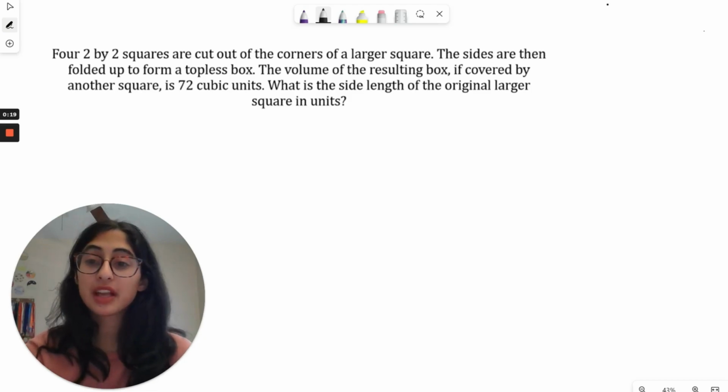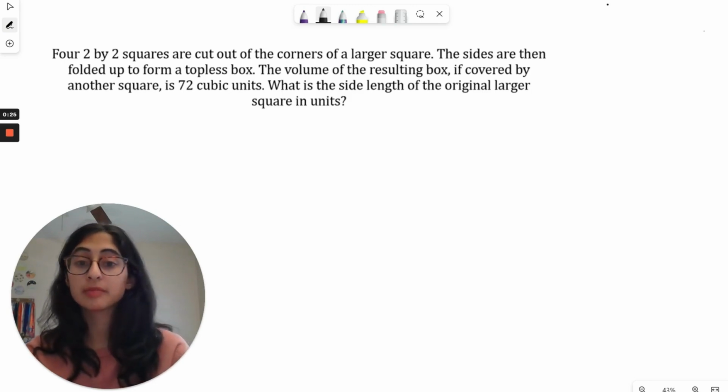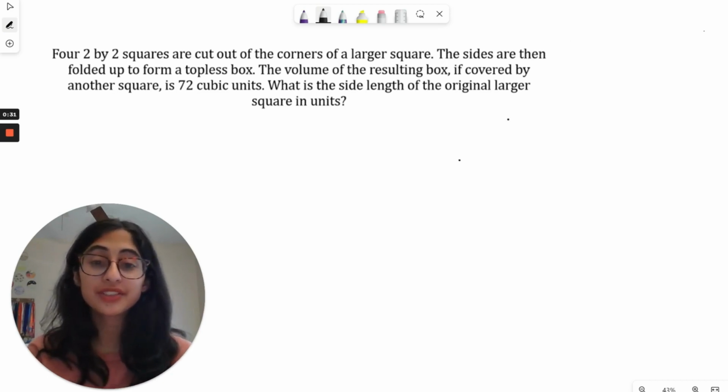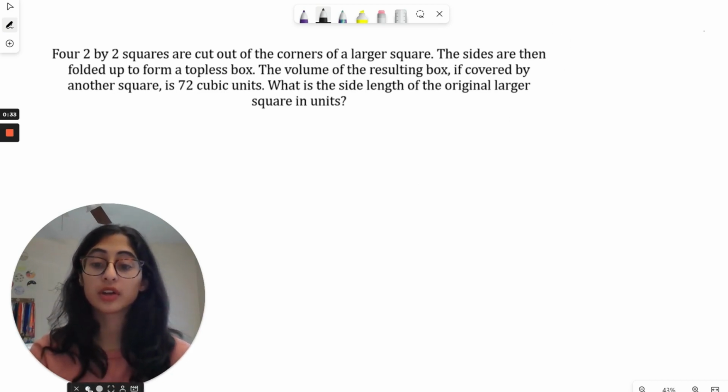All right, so this question says four 2x2 squares are cut out of the corners of a larger square. The sides are then folded up to form a topless box. The volume of that box would be 72 cubic units if covered by another square. So it's asking for the side length of the original larger square.